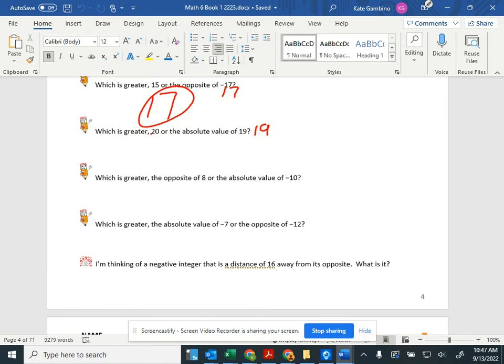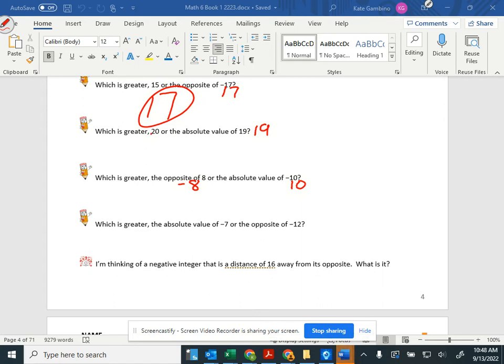So would my answer be, let's look at this. The opposite of 8 is negative 8, right? What's the absolute value of negative 10? 10. So which one is greater? So what am I going to write for my answer?